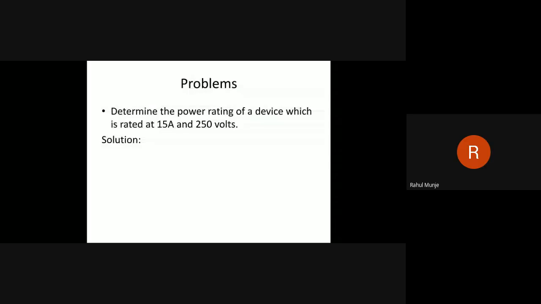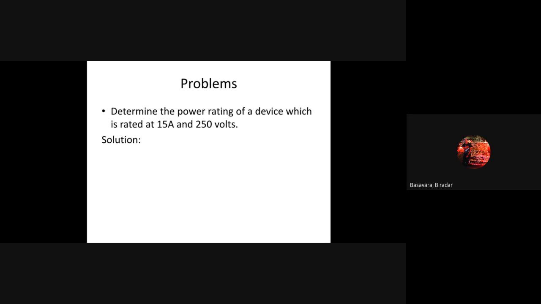3,750. And what is the unit? Watt. Watts. Absolutely. Okay, fine. So till this point it was very simple.